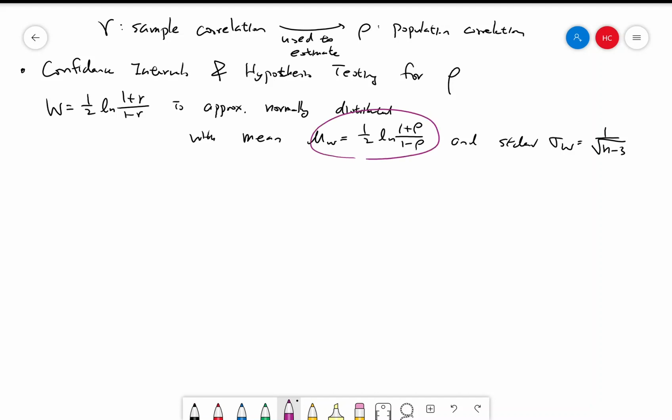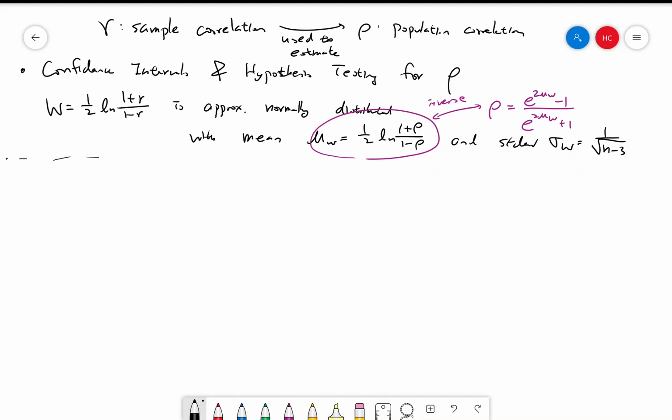And first, this is how we write mu W in terms of rho. So if we calculate the inverse of this, we can express rho in terms of mu W, which we'll need later. So you can do it on your own. Rho is equal to (e to the 2 mu W minus 1) over (e to the 2 mu W plus 1). So we need that fact later.